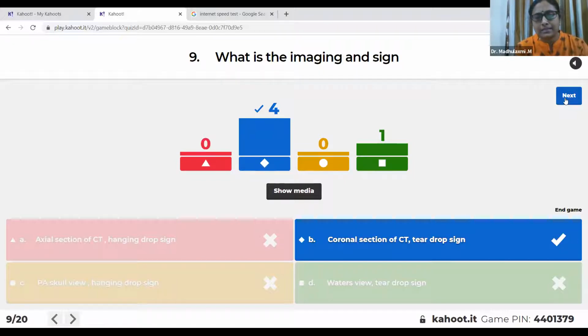Yes, that's a classical picture. I don't think you really need to explain. It's seen in orbital blowout fracture. What you saw was an inferior wall. The floor of the orbit was fractured, and it gave you a classical hanging drop appearance or the teardrop sign. And the section that you saw is a coronal section of the CT.